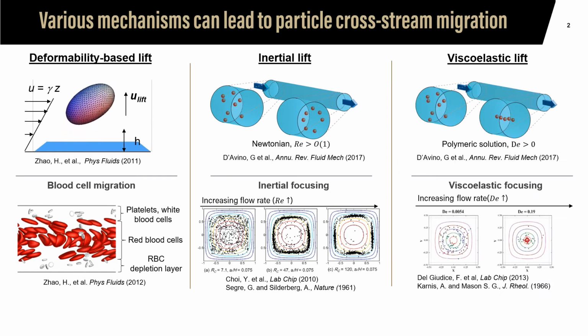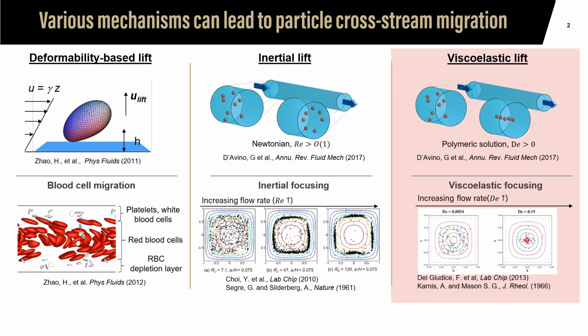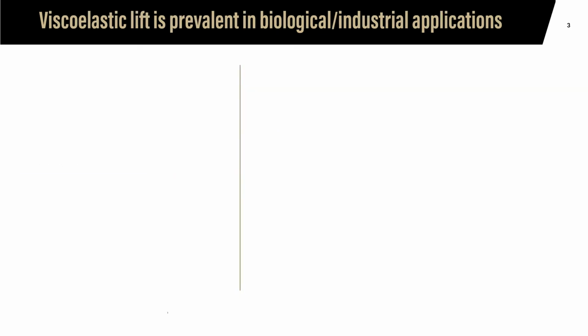When in a viscoelastic fluid, polymer in the fluid will establish a distribution of normal stress in the channel. Particles will feel the imbalance of this normal stress and migrate towards the region with the lowest normal stress differences, and that region typically corresponds to the flow center. In this talk, we will focus on the third mechanism and develop theory to describe particle motion in such systems. Viscoelastic lift is very commonly seen in biological and industrial applications.